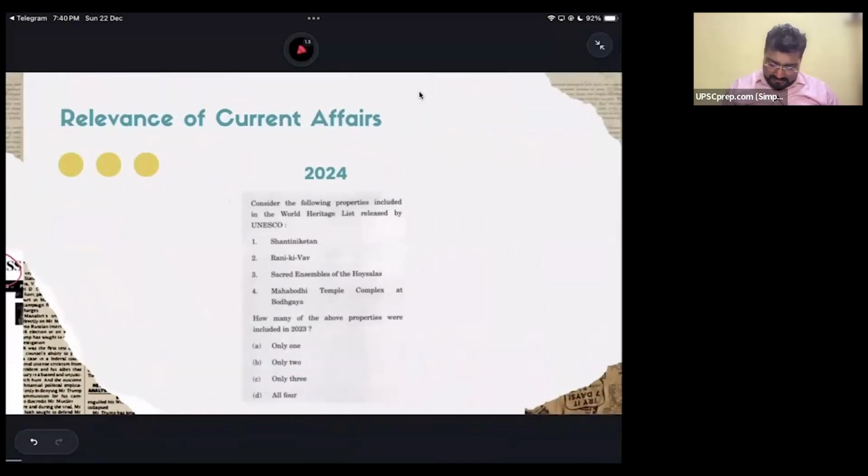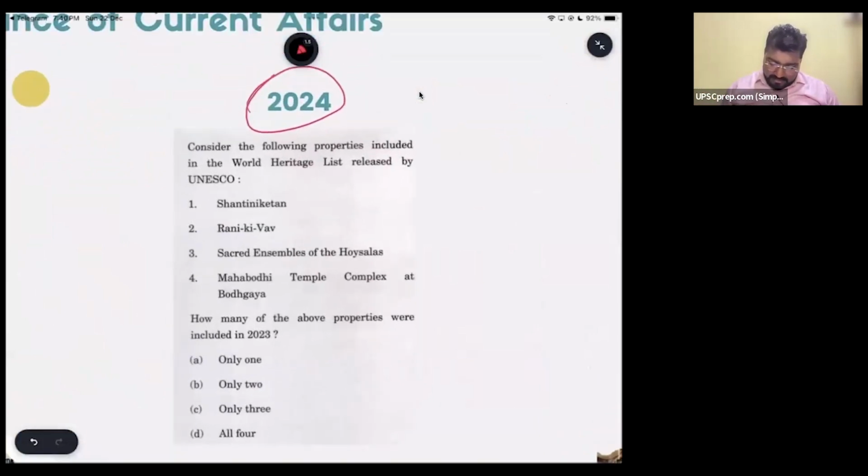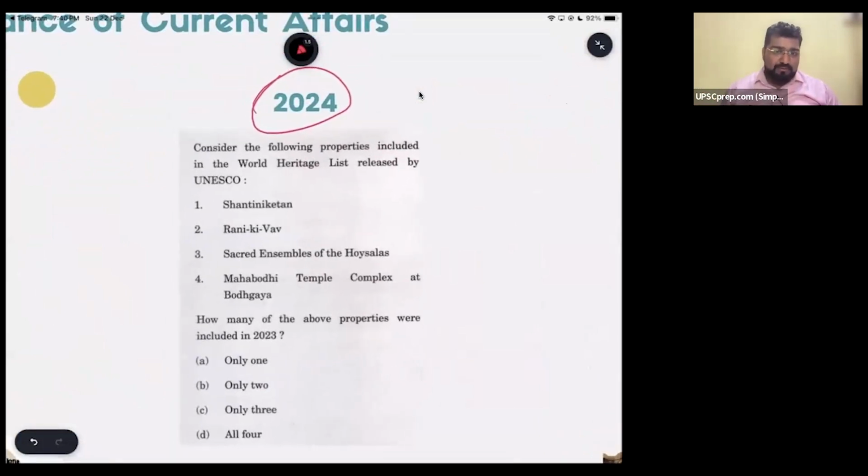Moving ahead. See, 2024. Again, consider the following properties included in the World Heritage List released by UNESCO. Four options were there: Shantiniketan, Rani Ki Vav, sacred ensembles of the Hoysalas, Mahabodhi temple complex at Bodh Gaya. So all these things are again very much important. They were in the news, World Heritage List, right?